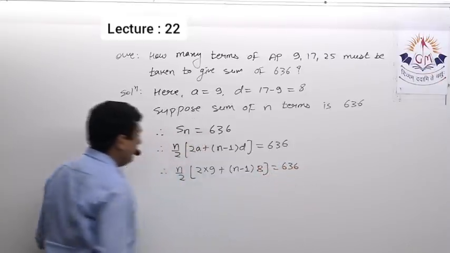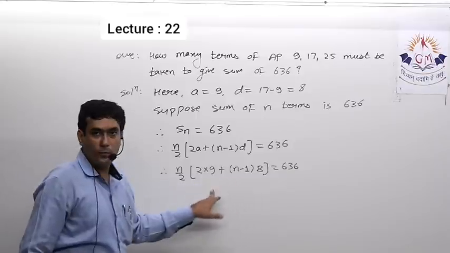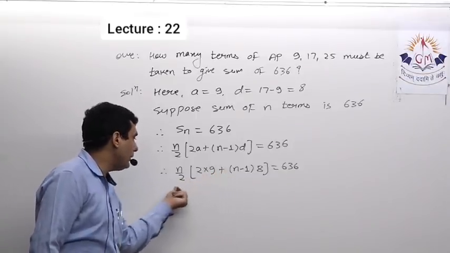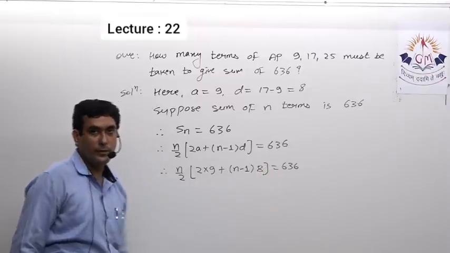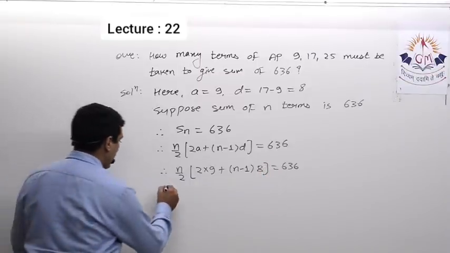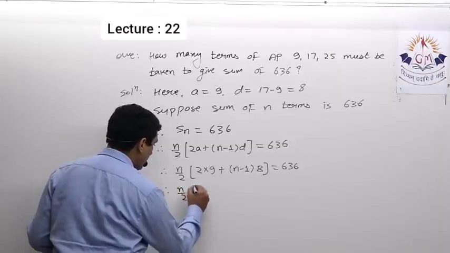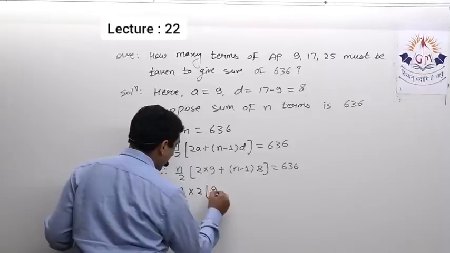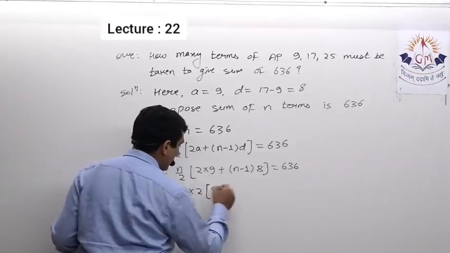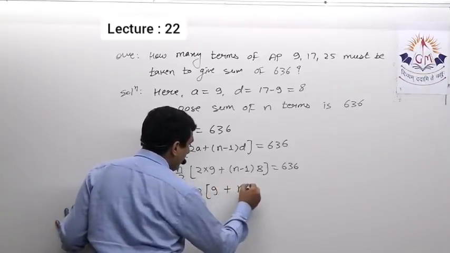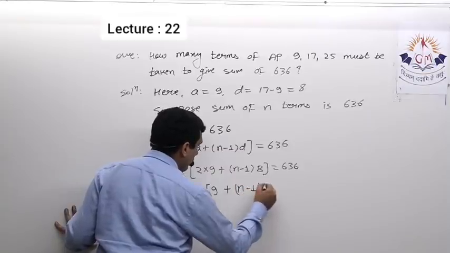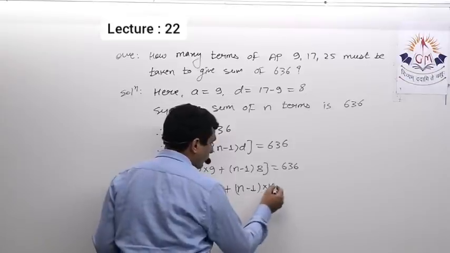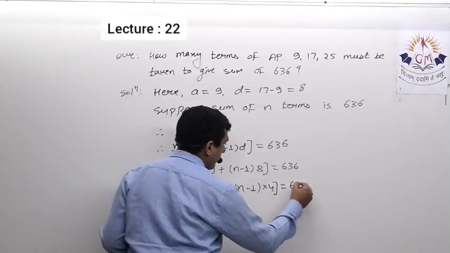636. Okay, now I can take 2 common from these two terms, so that I can cancel this 2, and if you don't want to take common, then take this 2 on that side. Here I am taking common because I feel my calculation part will be a little bit easier. If I take 2 common, here I will get 9 plus (n minus 1) into 4, because it is 8, so by taking common 2 I will be left with 4, is equal to 636.